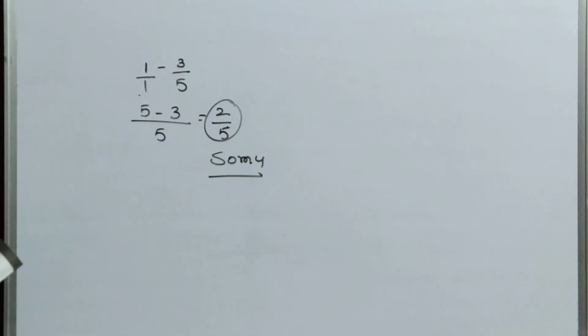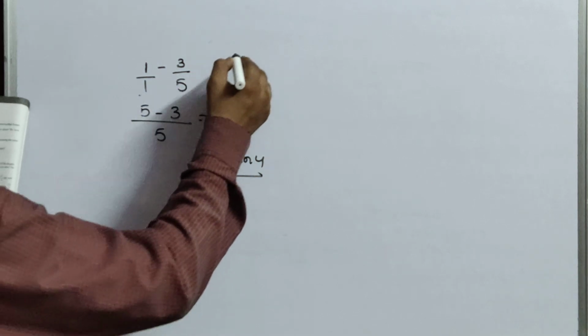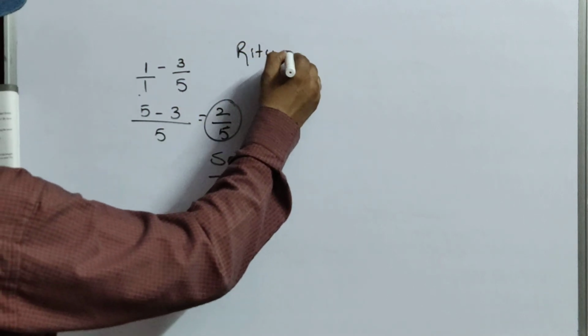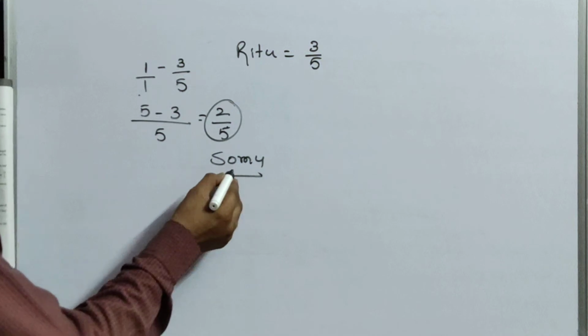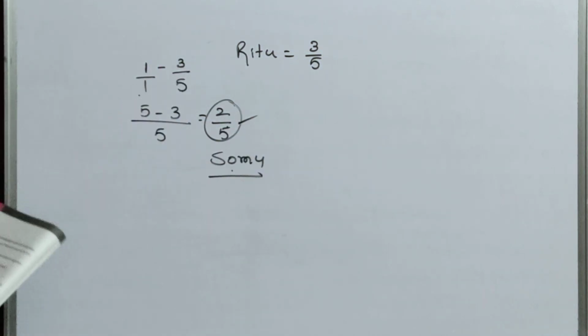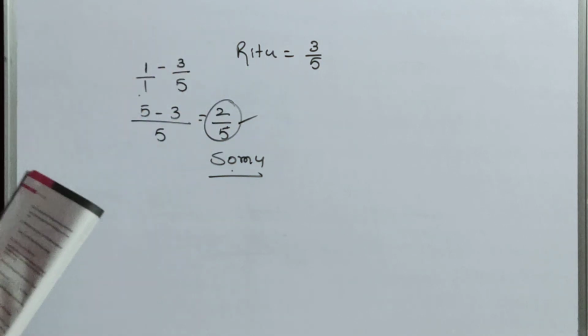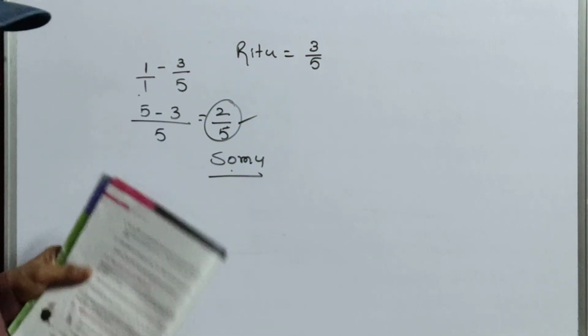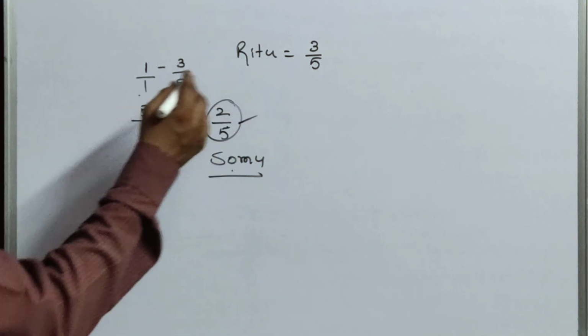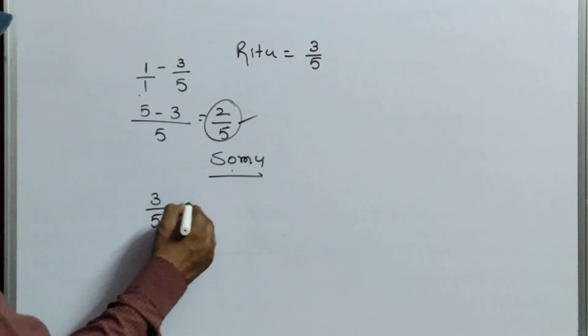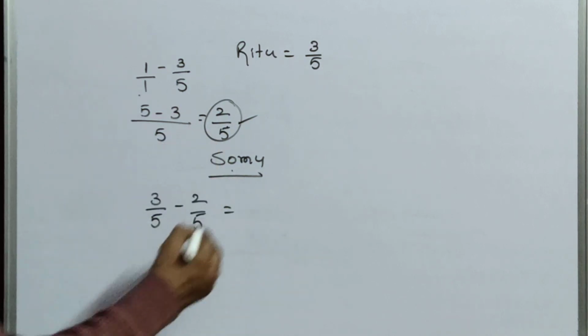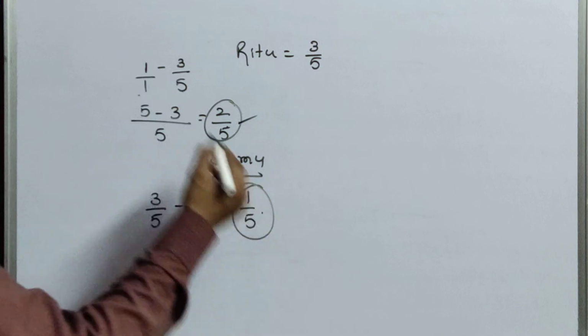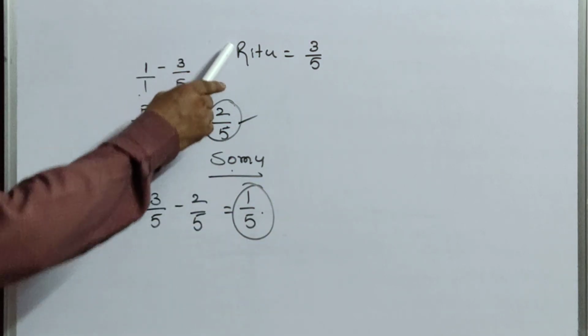Now, okay, that is one question over. Who had the larger share? Okay, actually Ritu's share is how much? Ritu is 3 by 5. Somu, now you got 2 by 5. Now whose share is more? We can say very easily, Ritu's share. Yes or no? Because she ate more. Next, by how much? By how much means we have to do subtraction. That means 3 by 5 minus 2 by 5. That is 1 by 5.